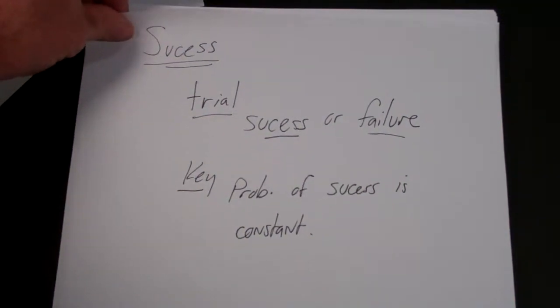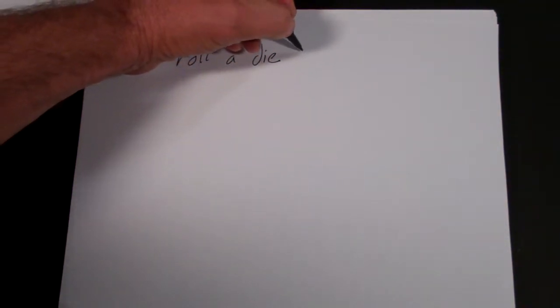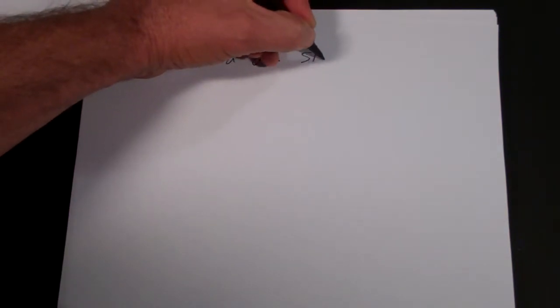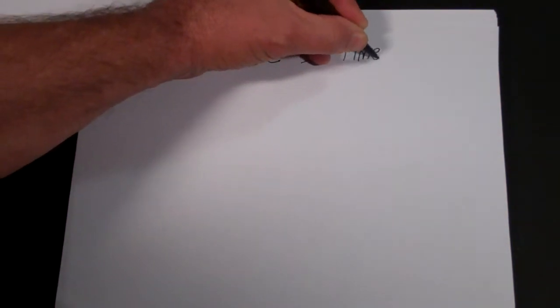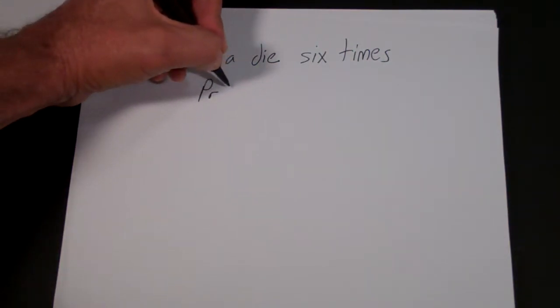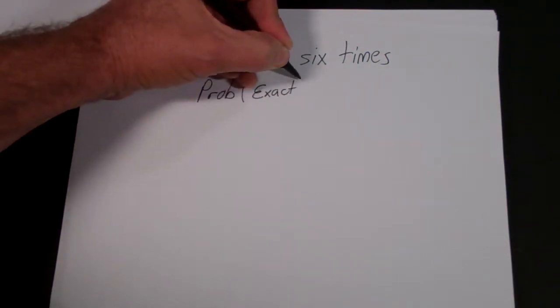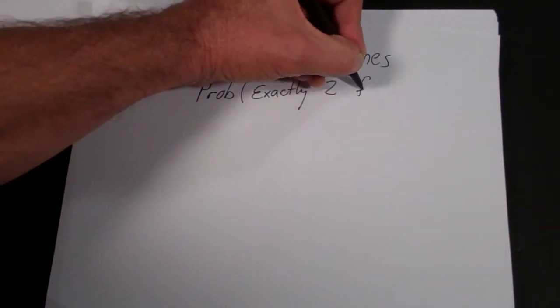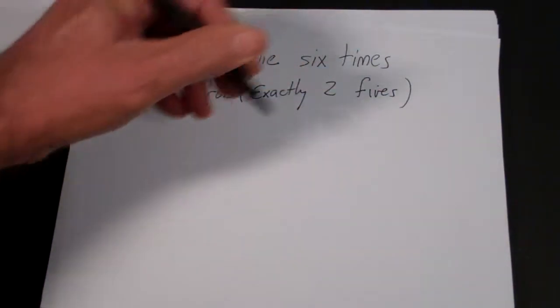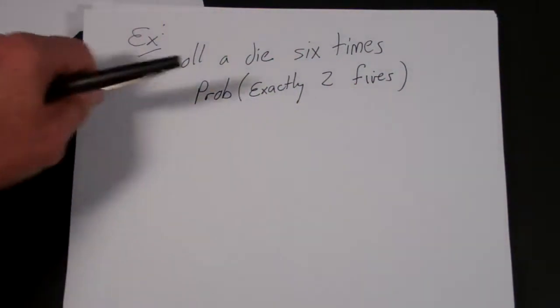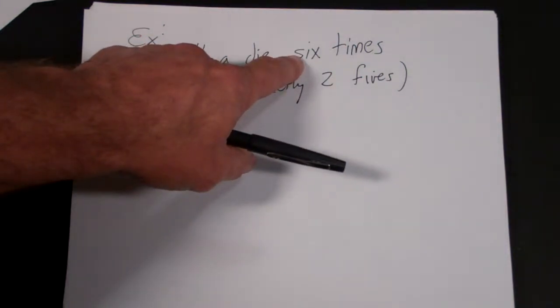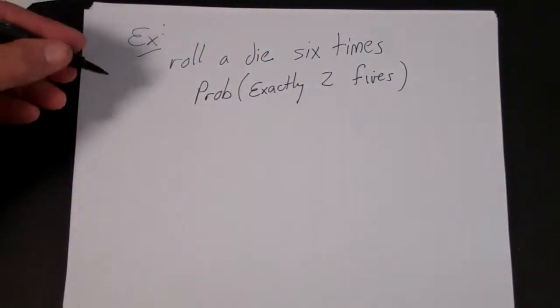And here are some examples of binomial situations. You roll a die 6 times, and you want to find the probability that you get exactly 2 5s. So in that case, success would be getting a 5 when you roll a die. You roll it 6 times, and the question is, do you get 2 successes in those 6 rolls?